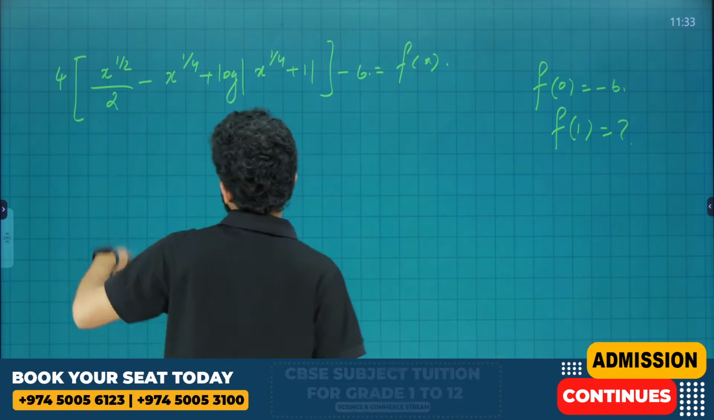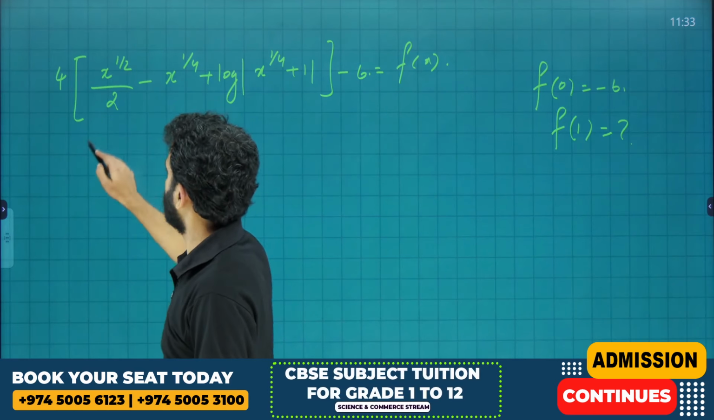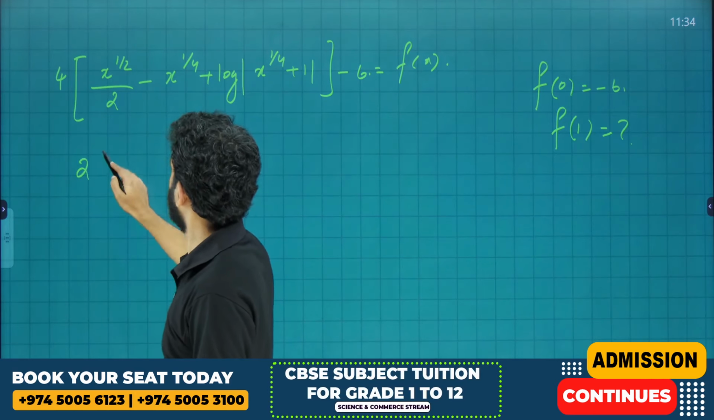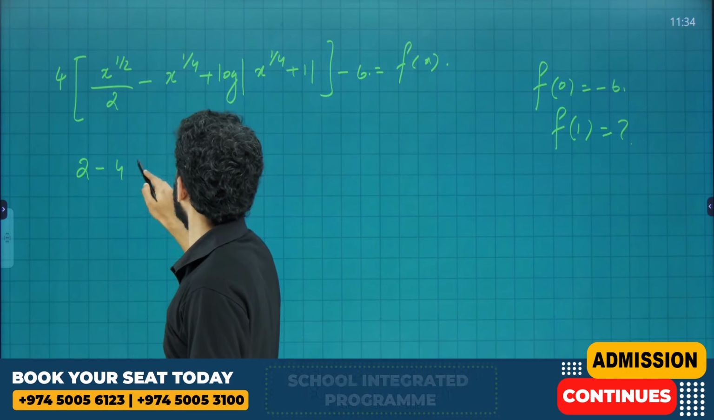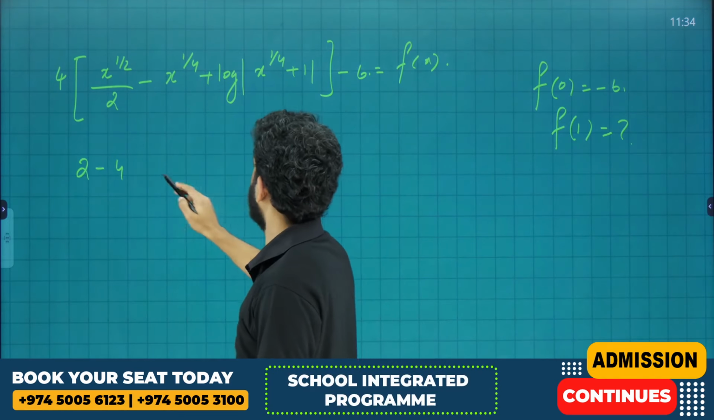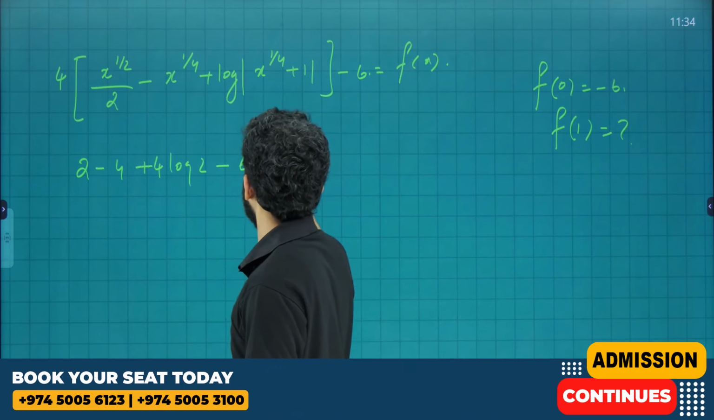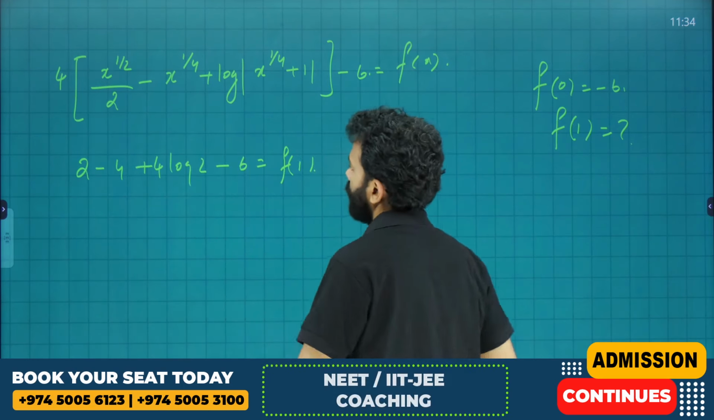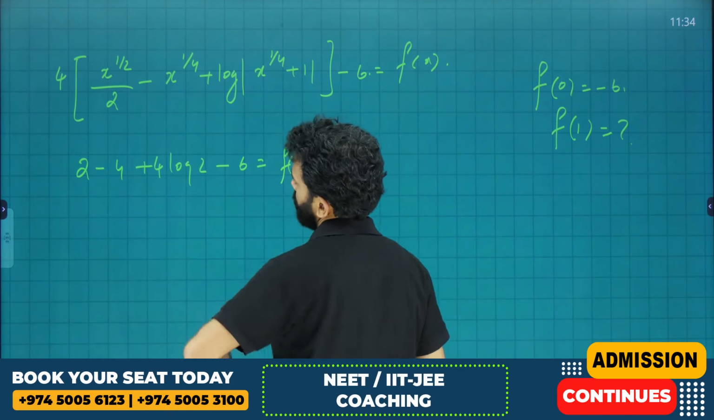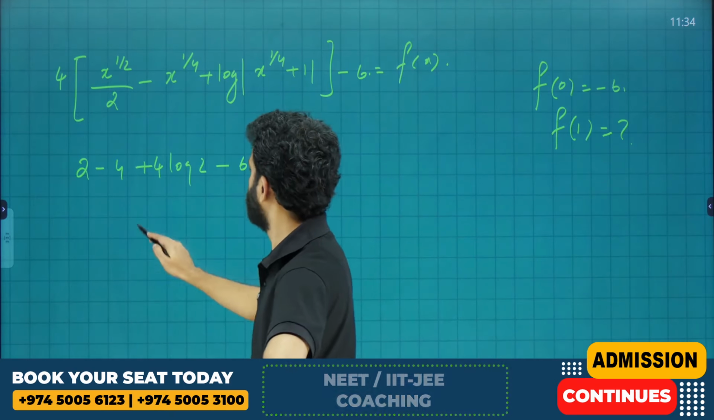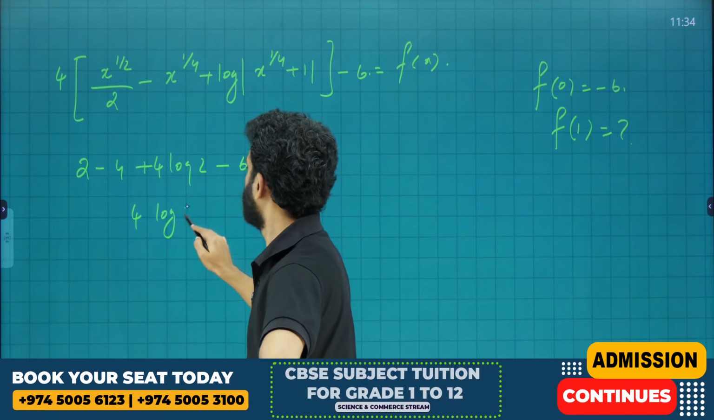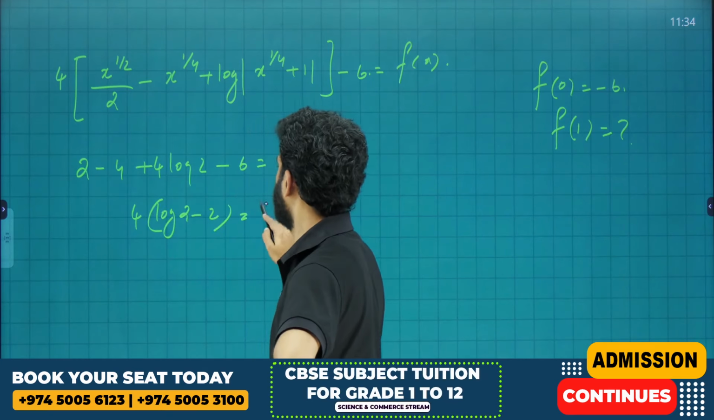What will you get? With x equal to 1, you will get 4 into 1 by 2, that is 2. Minus 4 into 1, that is minus 4. This will be log 2, that is plus 4 log 2 minus 6 is equal to f of 1, and it will be minus 4, that is minus 8, that is 4 log 2 minus 8, that is 4 into log 2 minus 2, that is what f of 1 is equal to.